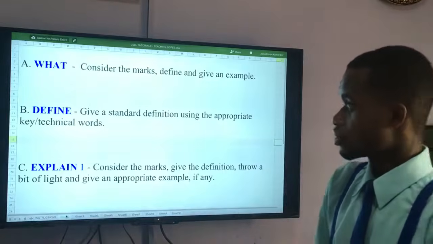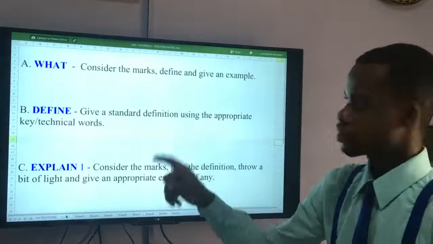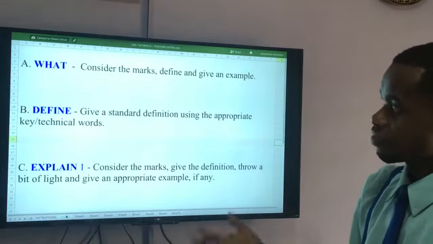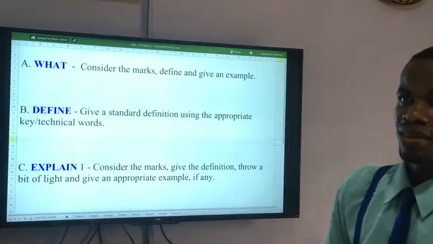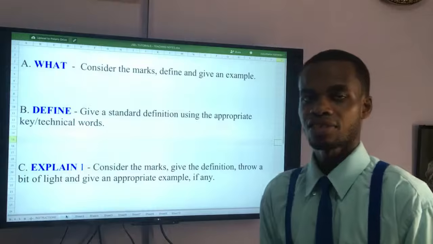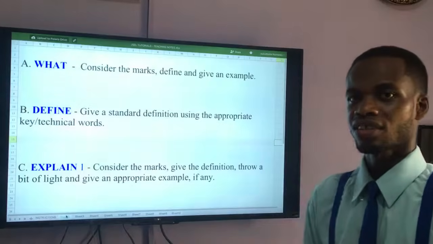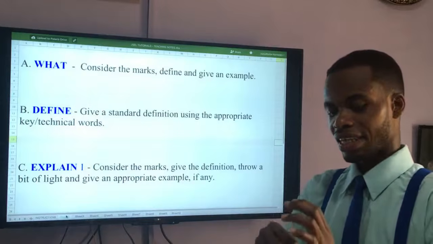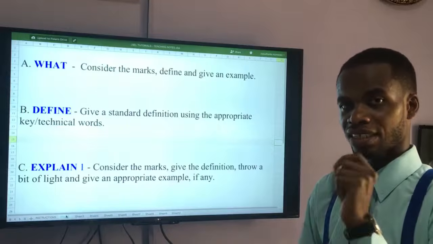All right, so that is for what? So you have seen it. Consider the marks. Now let's go to define. So for define, when you are defining a point, let me pick another example. Define colonization. There is always a standard definition in social studies. What is a standard definition? A standard definition is the definition that has the key terms or the technical words.